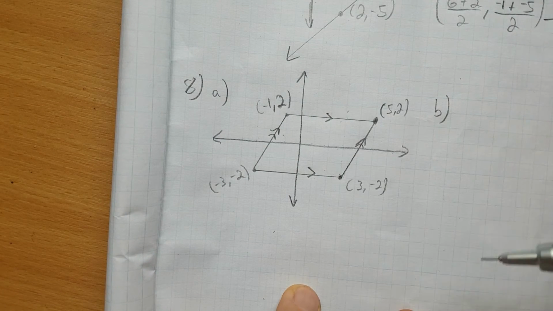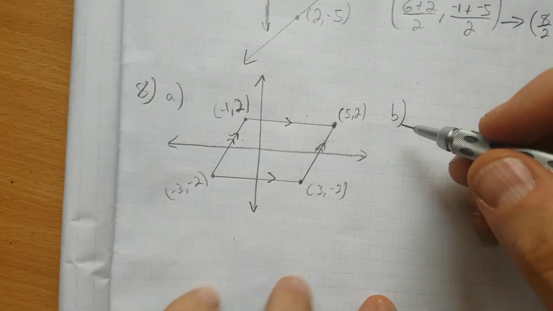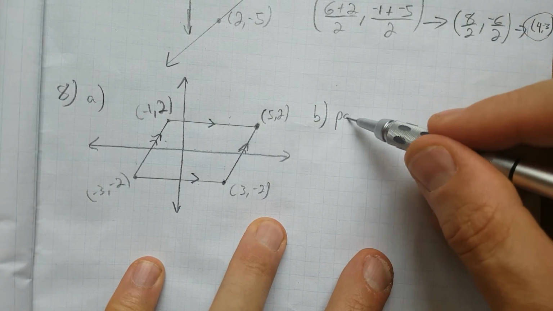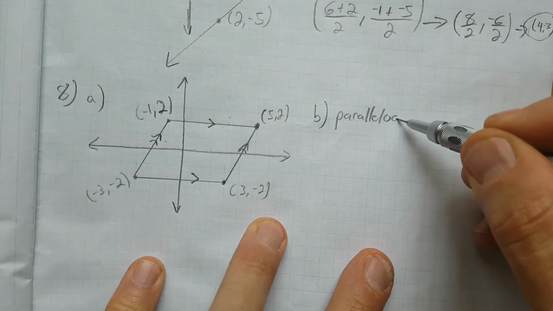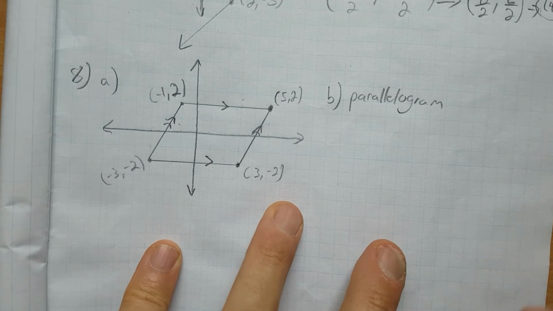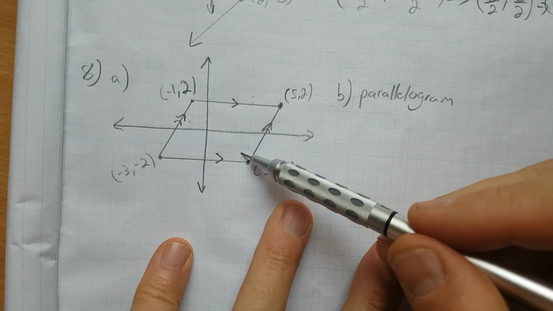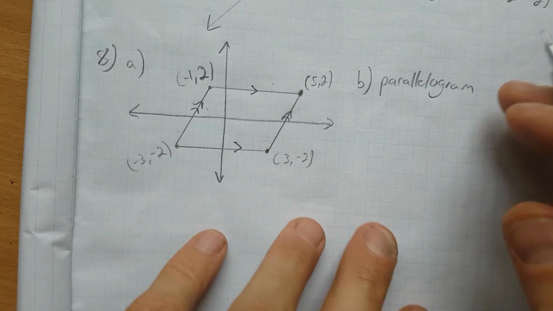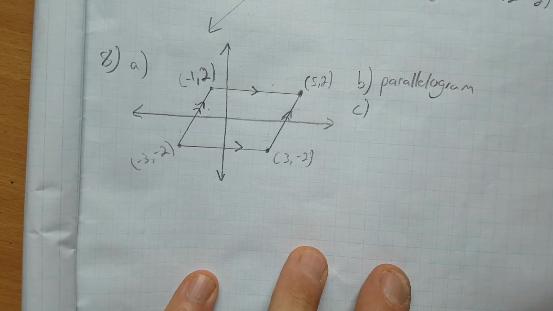So since the opposite sides are parallel, you can call this a parallelogram. It can't be a rectangle because it's not 90 degrees here, not a square, so you don't have to worry about that. The best we can do is call this thing a parallelogram.